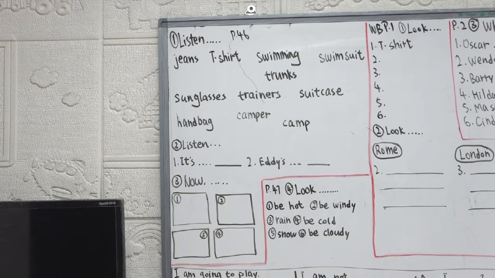Exercise 1, page 46. Listen and repeat. Jeans. T-shirt. Swimming trunks. Swimsuit. Sunglasses. Trainers. Suitcase. Handbag. Camp. Camper.